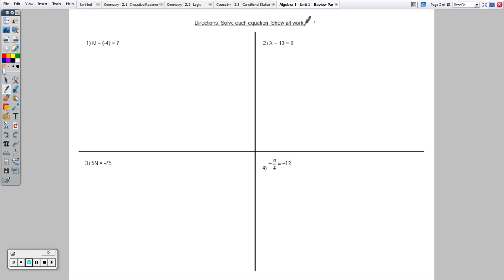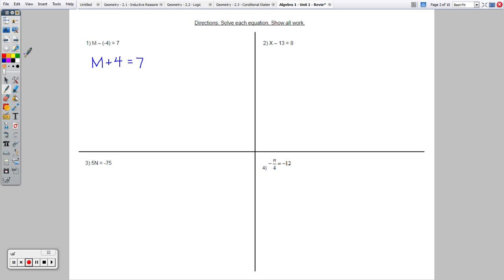The directions for these first ones are just solve each equation and show all your work. I know on yours it might have a lowercase m instead of uppercase m, so I'm just going to use what I see here. But if it's lowercase on your packet, use the lowercase m. But this would be m, and then minus a negative would be plus 4 equals 7.